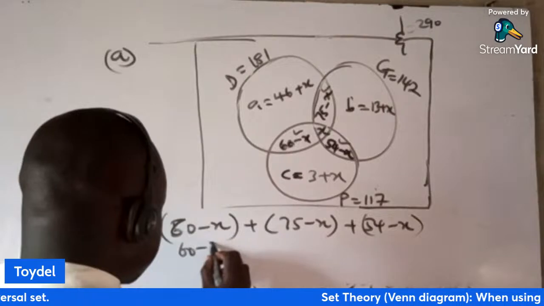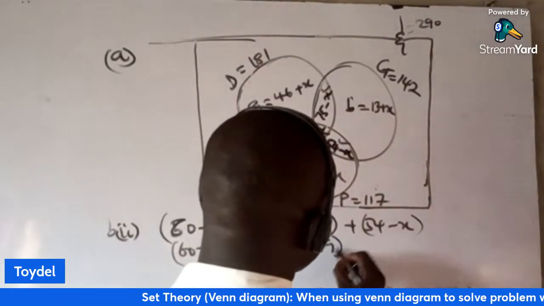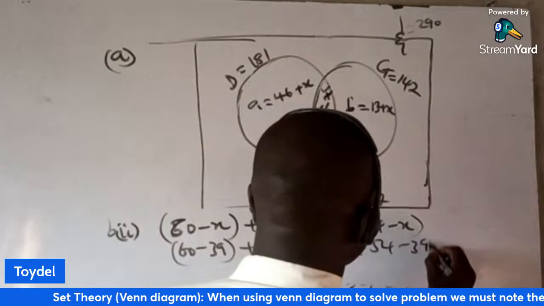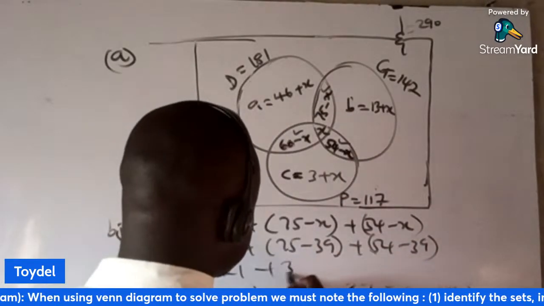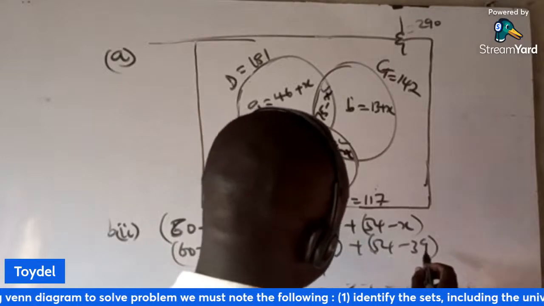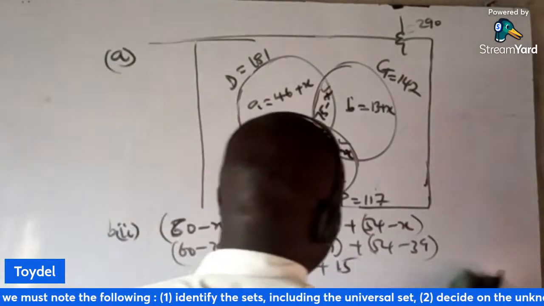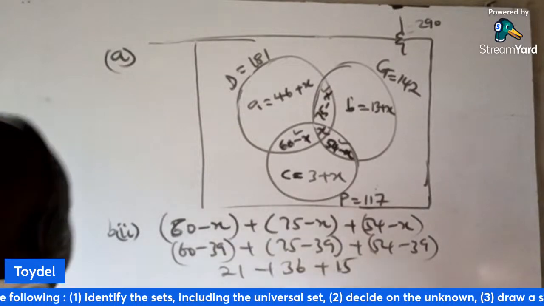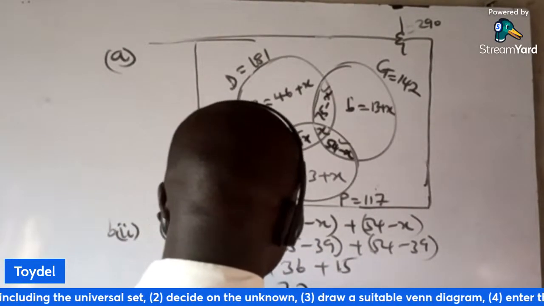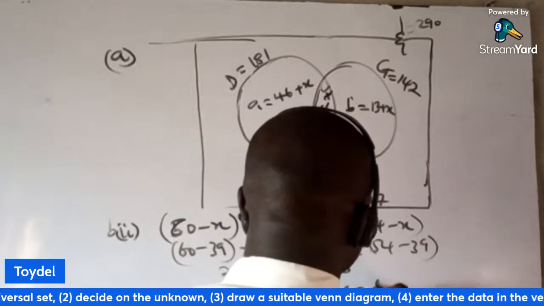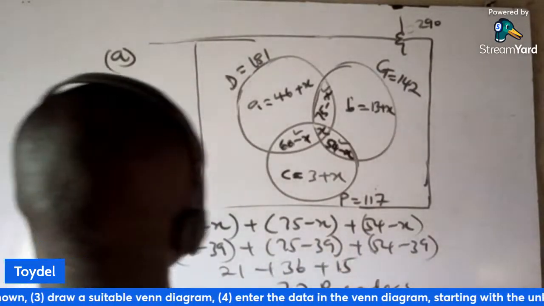We now say 60 minus 39, plus 75 minus 39, then plus 54 minus 39. So this will give me 21, plus this is 36, plus 39, 15. So if we add everything together, here we are going to have 15. We are going to have 72. So it shows that 72 readers read exactly 2 of the papers.